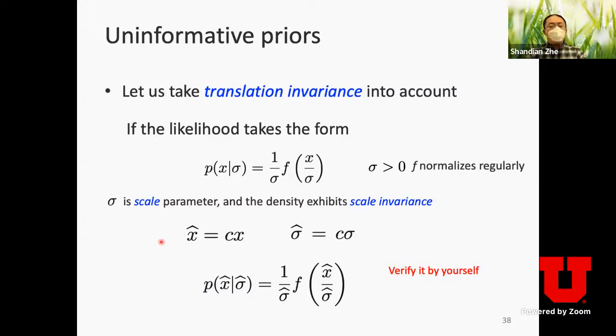I highly recommend you verify this by yourself. Just apply the formula we used, and you'll see the point. So now we want to construct a prior over sigma which also obeys the scale invariance. What kind of prior should we use? Again, the motivation is to let our prior be as consistent with the likelihood as possible, so that the prior won't have too much influence on the posterior distribution.